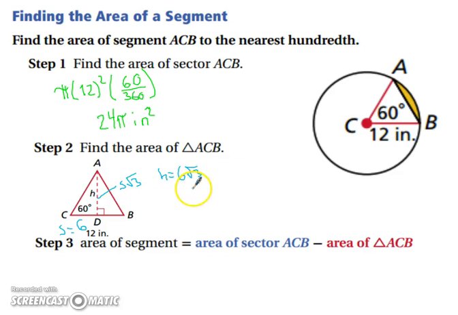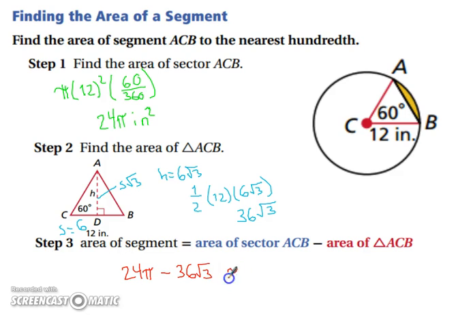So to find the area of your triangle, it's 1/2 your base times your height, which is 6 square roots of 3. And that will give you 36 square roots of 3. Well, now we simply need to subtract these two amounts. So we have 24 pi minus our 36 square roots of 3, and that's going to give us about 13.04 inches squared. Try this next one on your own.